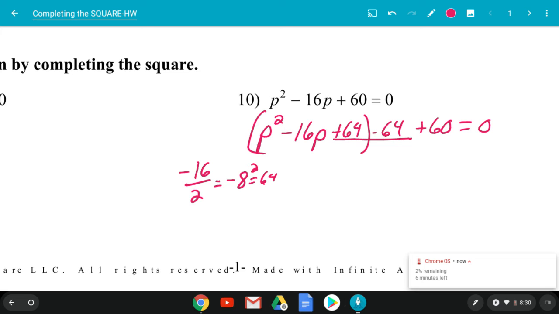Why do I have to add and subtract? Because I'm really not adding anything. If I add 64 and I take it away, Sable gave me $20 the other day, right? Oh, he didn't. He took it right back. He didn't give me jack squat, right?